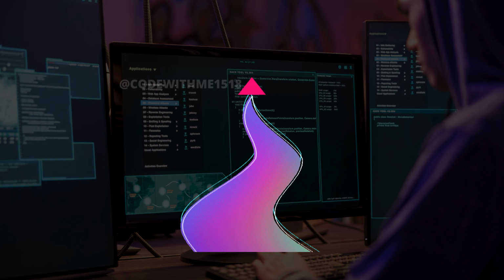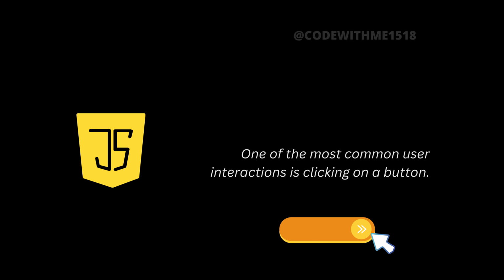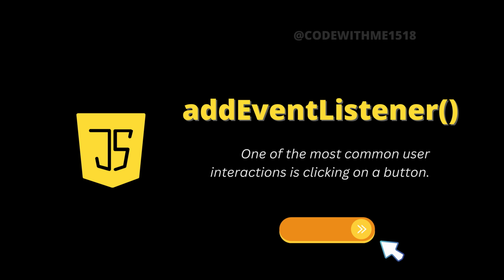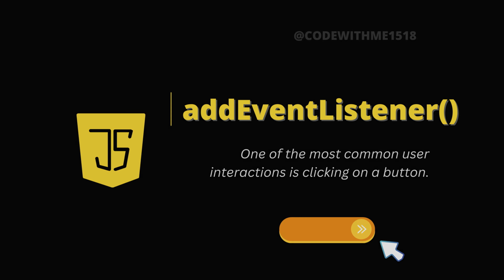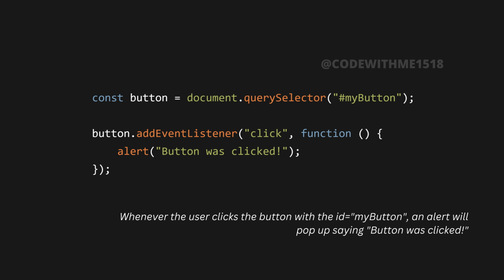Let's dive in. Handling click events. One of the most common user interactions is clicking on a button. To handle this, we use the addEventListener method. Example: const button = document.querySelector('#myButton'); button.addEventListener('click', function() { alert('Button was clicked'); }). Whenever the user clicks the button with the ID equals myButton, an alert will pop up saying, "Button was clicked."